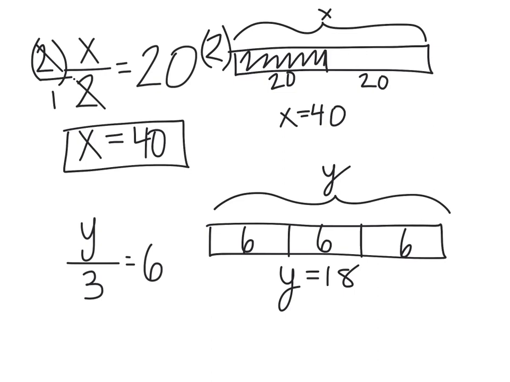If I do this problem algebraically, I'm going to do the opposite operation here. Because this is being divided, I'm going to multiply both sides by 3. These 3's are going to cancel, so I get y equals, and then 6 times 3 gives me 18.